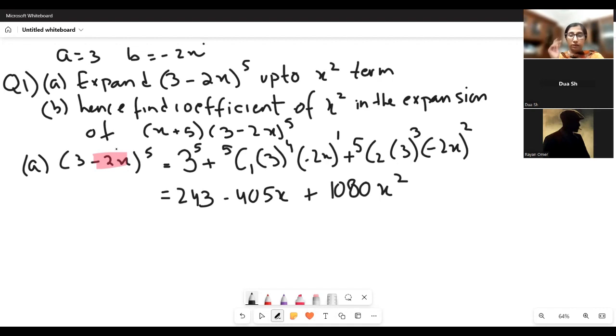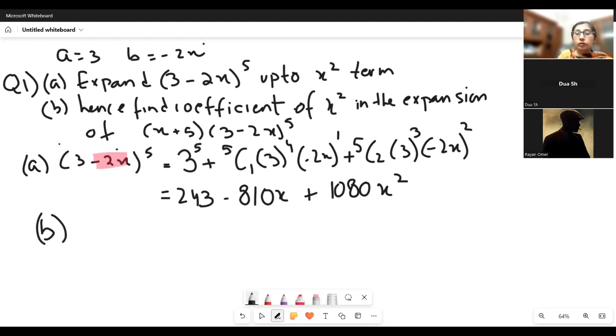Is the middle one minus 810? Let me see. 5 times 3 power 4 times minus 2. Yeah, it is 810. So this is the expansion. That's part A. Let me check the answer. Yes, that is correct. Okay, part B.